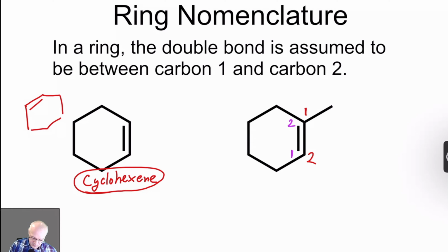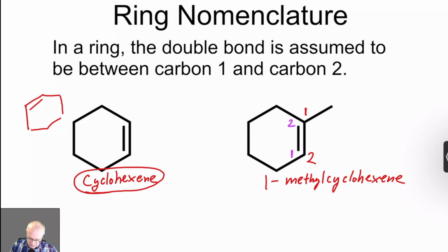So let's write that out. 1-methyl, not, oops, sorry. Let me write that in red to be consistent with the letters here. Sorry about that. 1-methylcyclohexene. Notice you don't have to say 1-ene, cyclohex-1-ene or anything like that, because the 1 is assumed to be on the double bond.